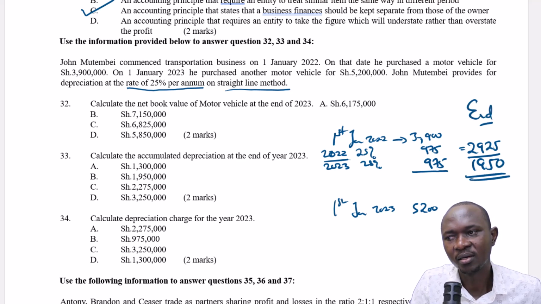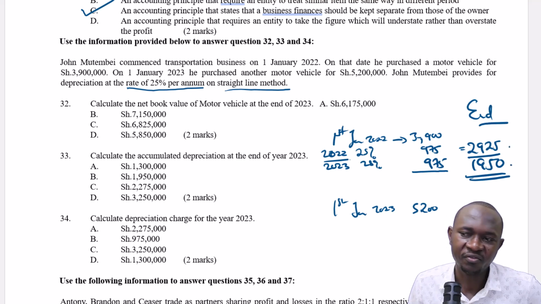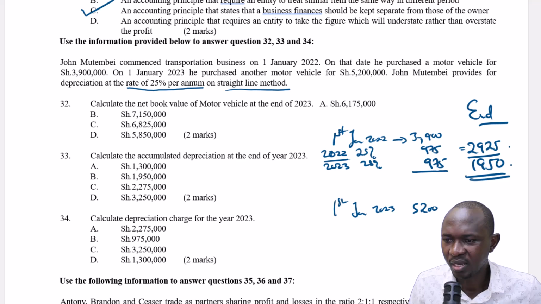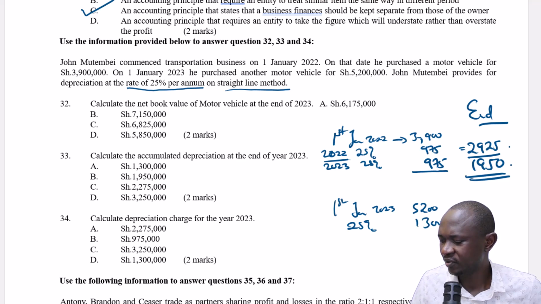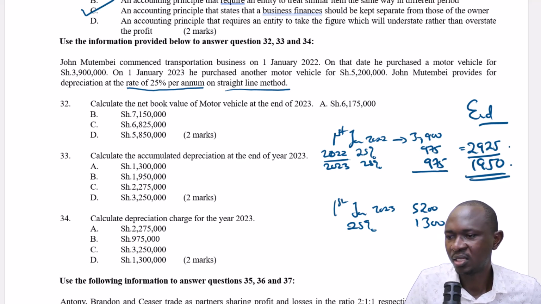And 2022 is this, 2023 is this. That is after we factored in the depreciations. Then for this vehicle that was bought in January 2023, at the end of the year, it will have depreciated by 25%. So 25% of 5.2 is 1,300. Just work 0.25 times 5.2. You will get 1,300.